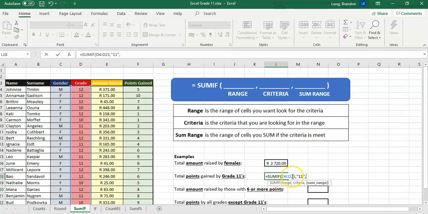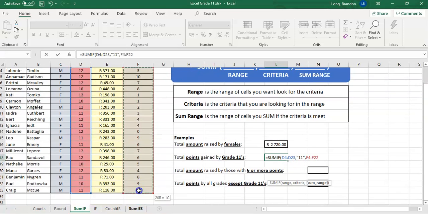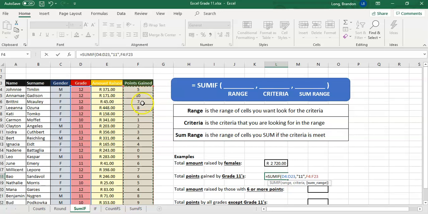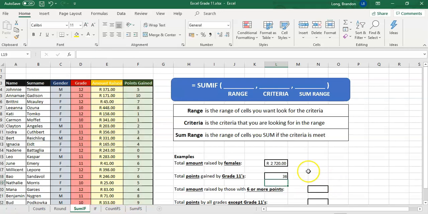If we do find 11, what must we do? We must sum whatever's the points gained. We want to sum whatever's in this block here. So add up all those points, but only if the points are from a grade 11. 4 to 23, 4 to 23, that looks like a match. So there are 36 points by all the grade 11s.